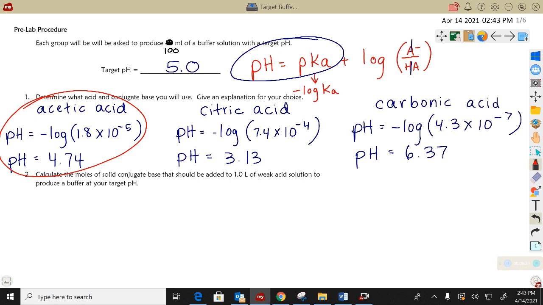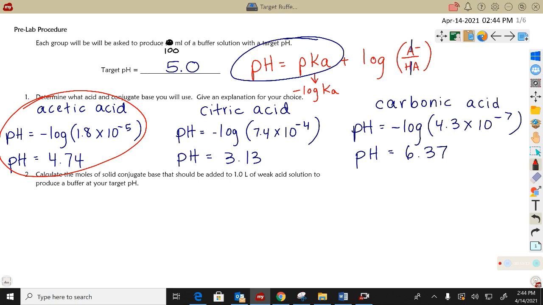Okay, so now we have to do some calculations. We want to know how many moles of the solid conjugate base should be added to a liter of the weak acid solution to produce our target buffer. Okay, so all of the conjugate bases are solids: sodium acetate, sodium dihydrogen citrate, or sodium bicarbonate. They're all going to be solids. And eventually, if we can figure out how many moles to use, we can change moles to grams, and then we can measure grams of our solid.